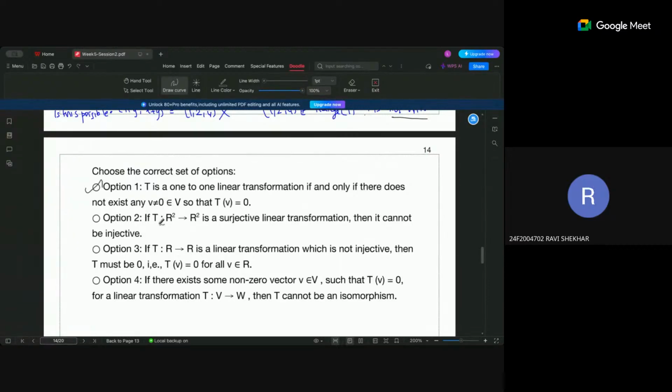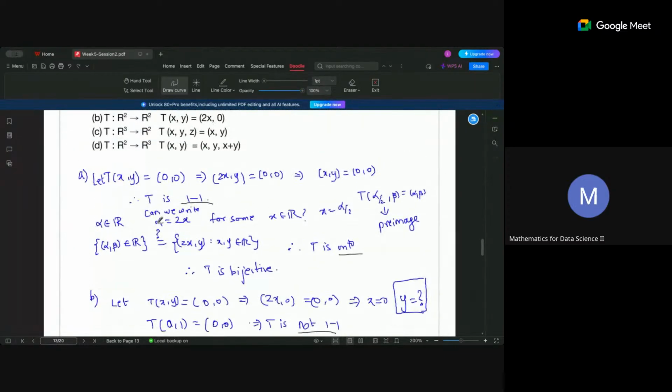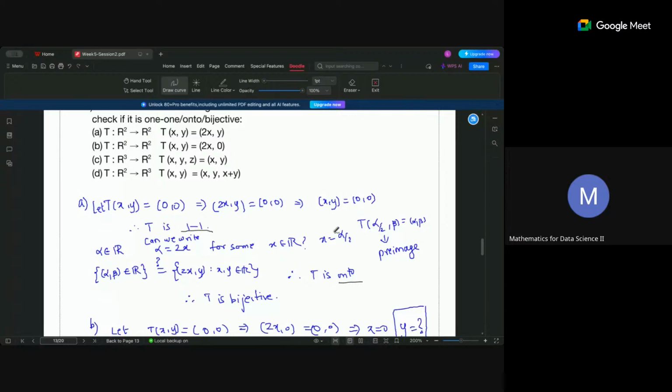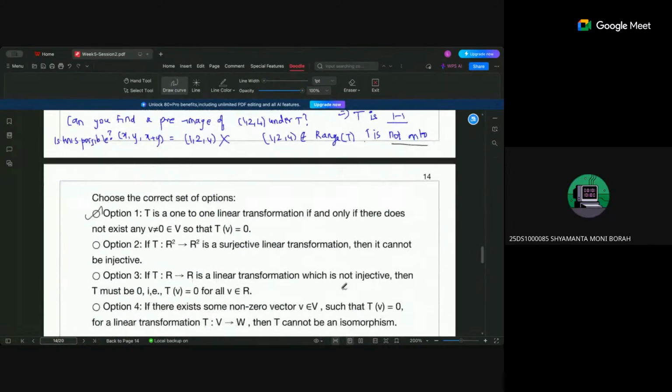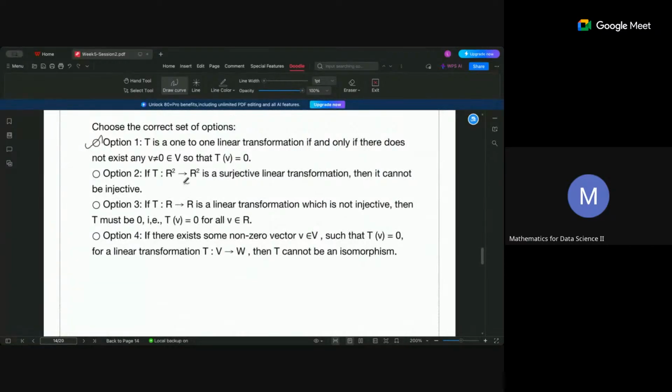False. Can you give an example? We have an example here, I guess. So this is the first one, options 1 and 2, right? Here you see that T of (x, y) is equal to (2x, y). This is the example we saw. This is both surjective and injective. So this option is incorrect. What about option 3?